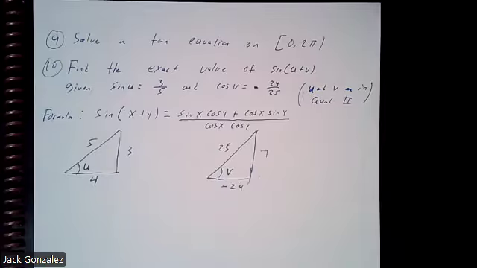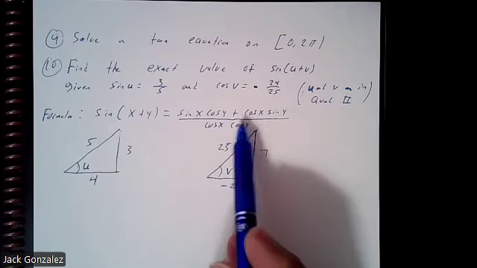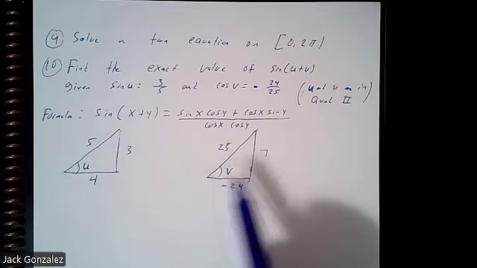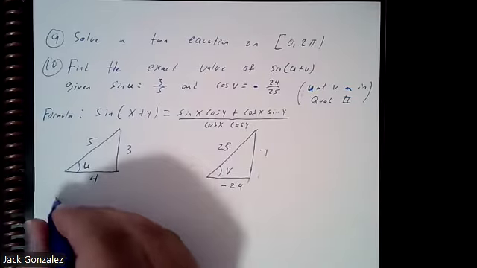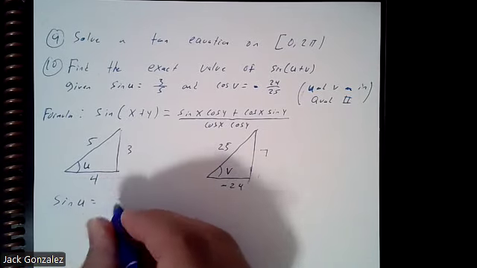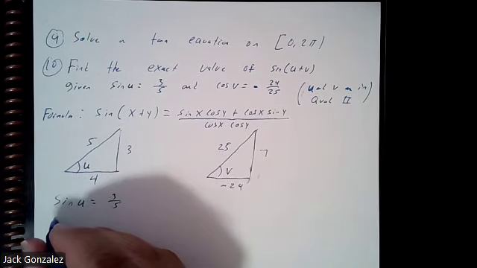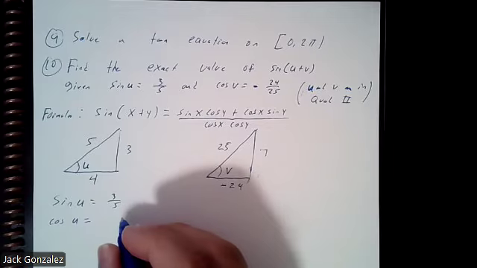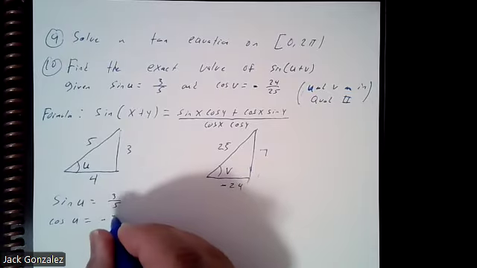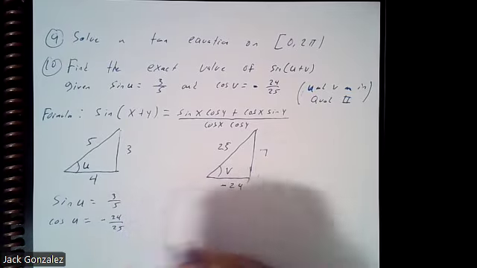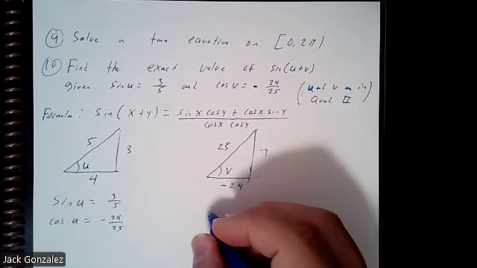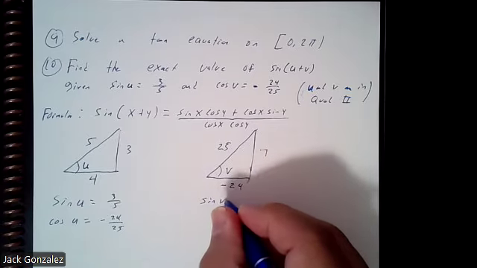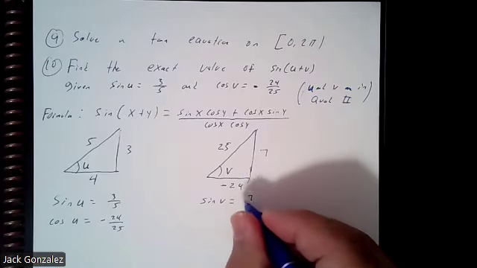Once you have that, notice how we're going to need both the sine and cosine for both triangles. So now we can say, okay, well, sine u is given to us, but now I have cosine u, so I can use it as part of this. Sine v is right there, opposite over hypotenuse.